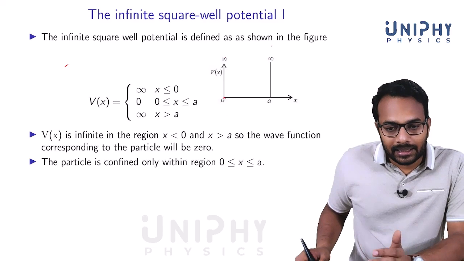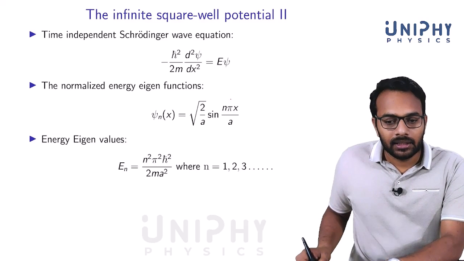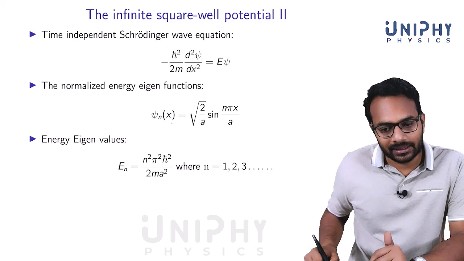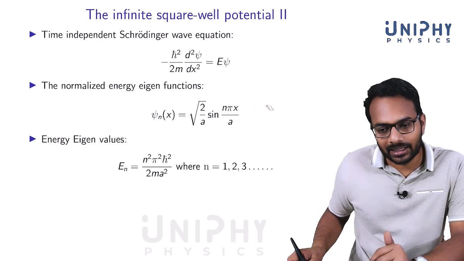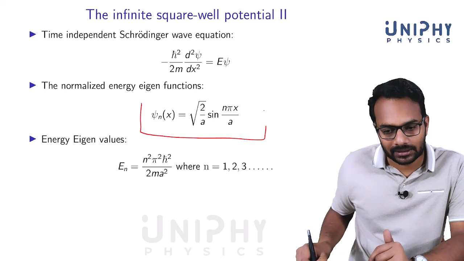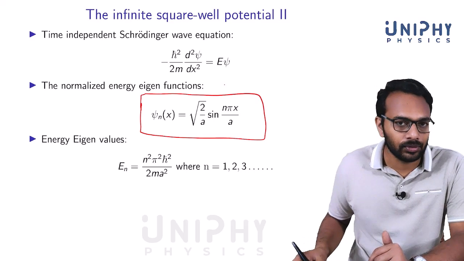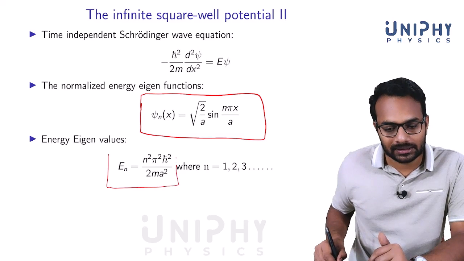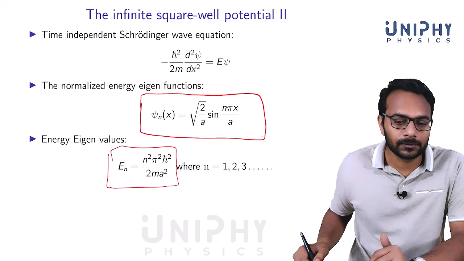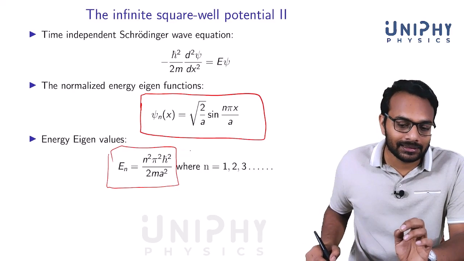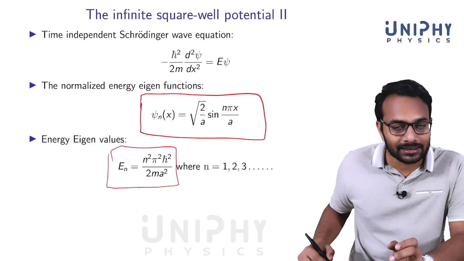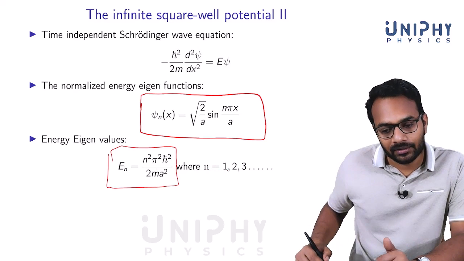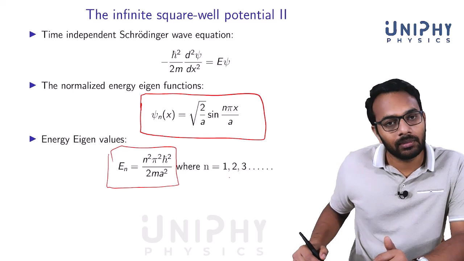So that's the asymmetric infinite square well. Now we can construct the Schrodinger equation, solve it, and the normalized energy eigenfunctions are this. It can be easily obtained. This is something that you must remember, and you must also remember these eigenvalues. Here you see that the energy eigenvalues are discrete. It's not continuous. It can only take certain values corresponding to n equal to 1, 2, 3.